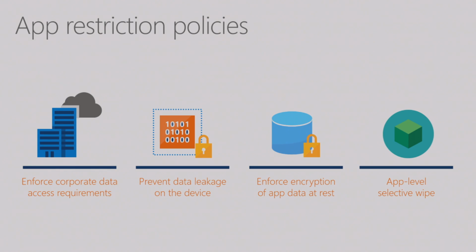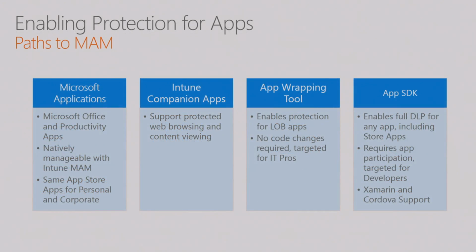And we do allow you to perform app-level selective wipe just for the corporate data. How do you get into MAM? It's already built into your office productivity apps. Apart from that, we have provided certain companion apps for browsing, like the managed browser.